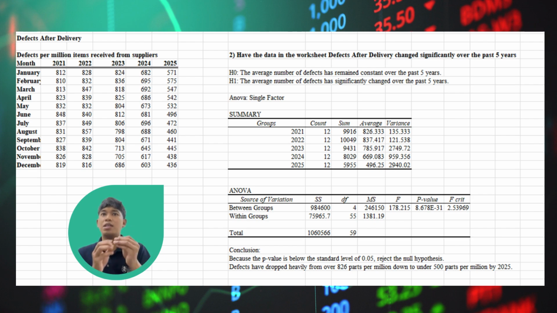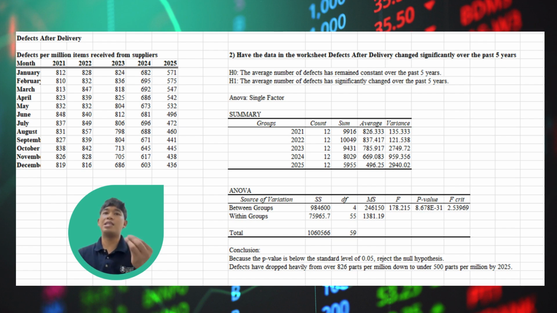Now, looking at the yearly averages, the trend line is striking. In 2021, the average was 826 defects per million items. By 2023, that had dropped to 786. By 2025, it plummeted down to just 496 defects per million.